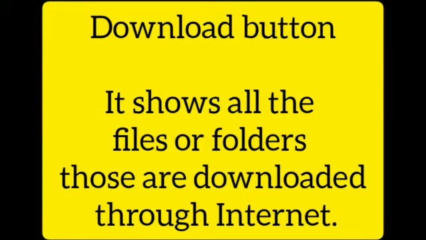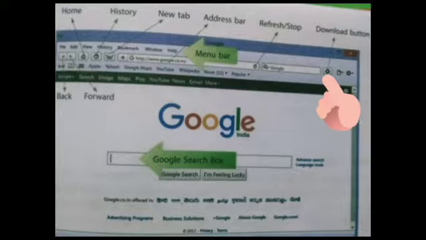Now the next button is the download button. Now children, it shows all the files or folders that are downloaded through the internet. If you have downloaded any file or folder, you can view it with the help of the download button. For this, you have to click here. This is the sign of the download button.